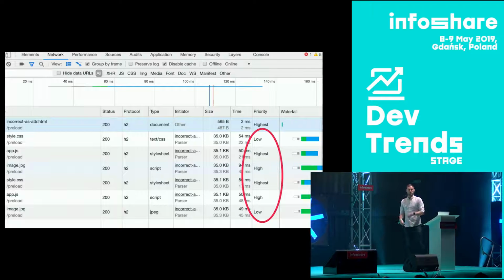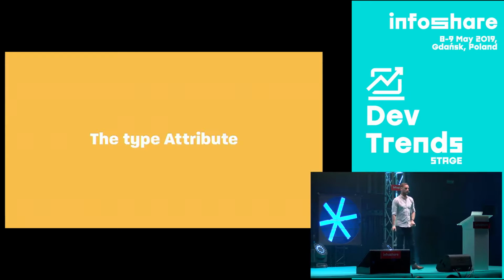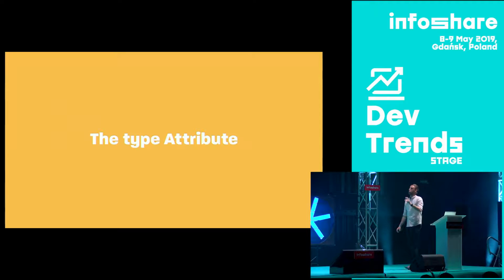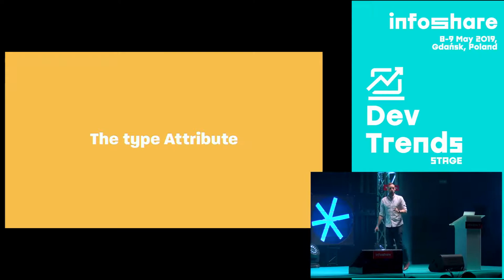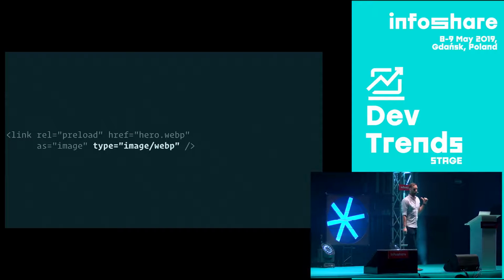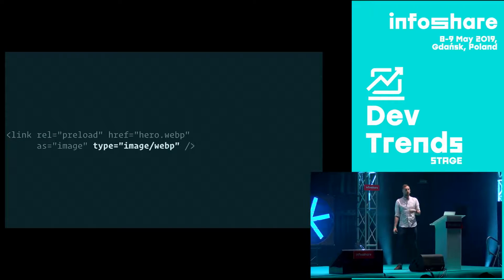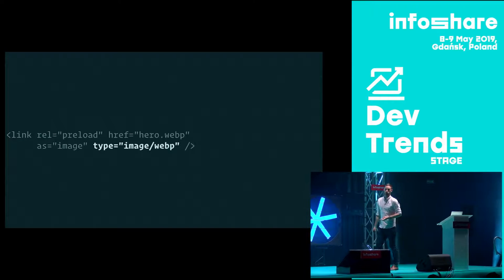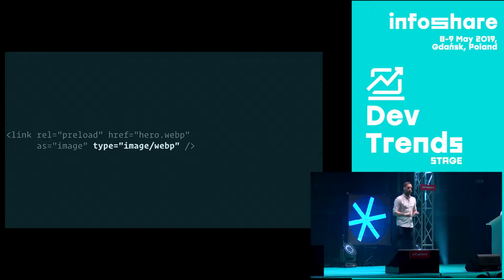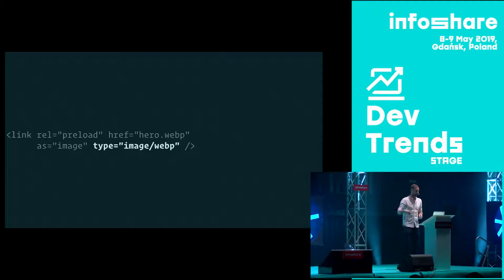The next attribute is the type attribute. This is optional, but it helps us in a very specific use case. There are certain browsers, and I'm looking at you, Safari, that support preload but don't support certain file types. So there's no point Safari downloading this WebP. But unless we give a type attribute with a MIME type, Safari doesn't know that this is a WebP image. So what you can do here is if you've got a type of file that a browser doesn't understand, pass in the type attribute so that the browser will skip over it and not waste any bandwidth.